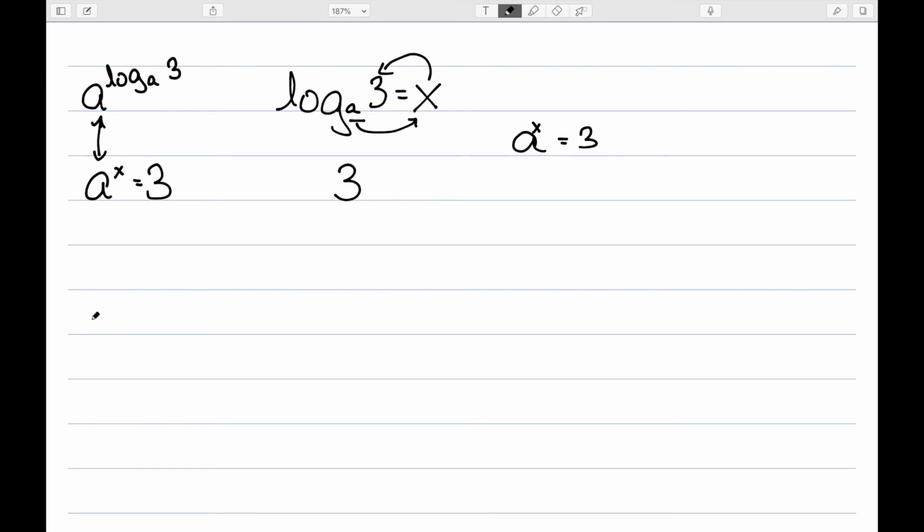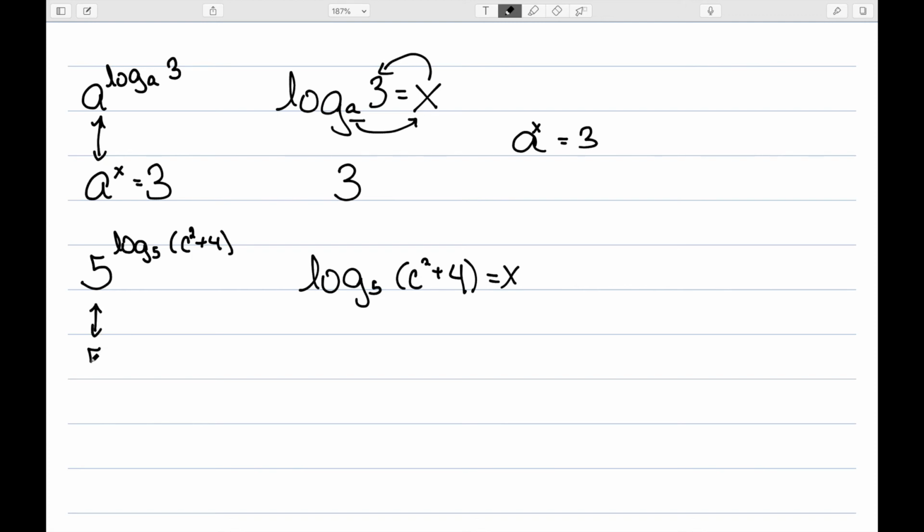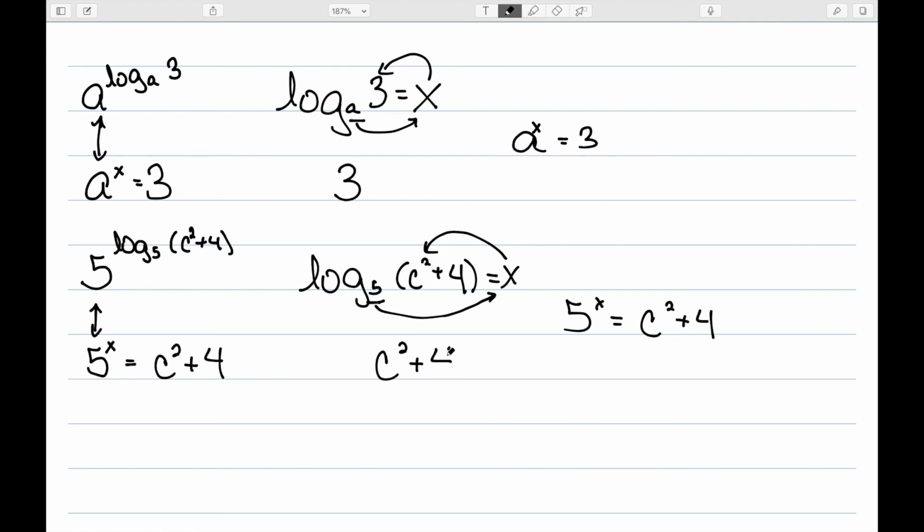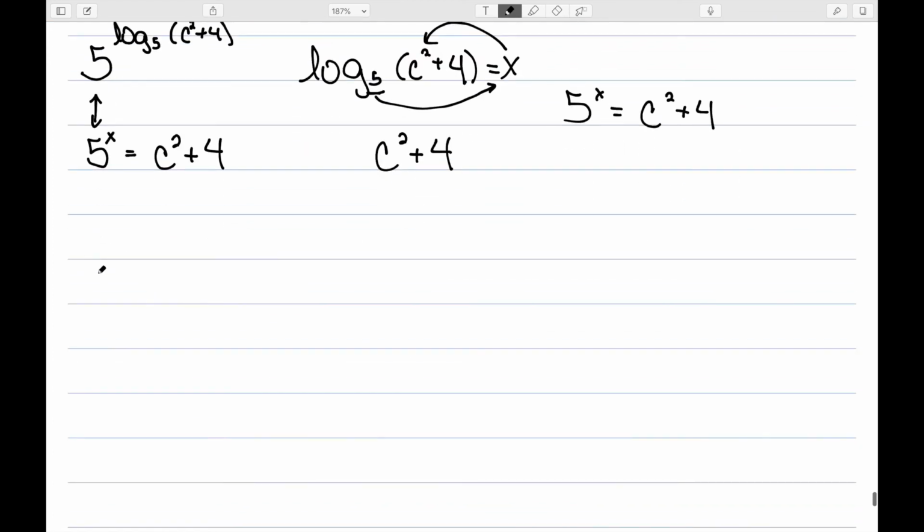Let's look at another one. This time I have 5 to the log base 5 of c squared plus 4. So I'm going to start by letting log base 5 of c squared plus 4 be equal to x. That tells me I can rewrite this thing as just 5 to the x power. Here's my 5 raised to the x power should be equal to c squared plus 4. That tells me this thing is just equal to c squared plus 4, so my solution is just c squared plus 4. Let's try to do one more.